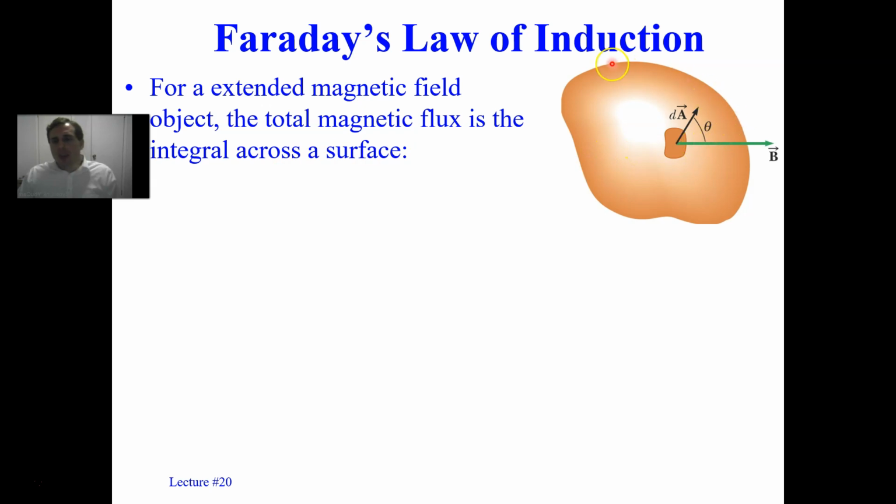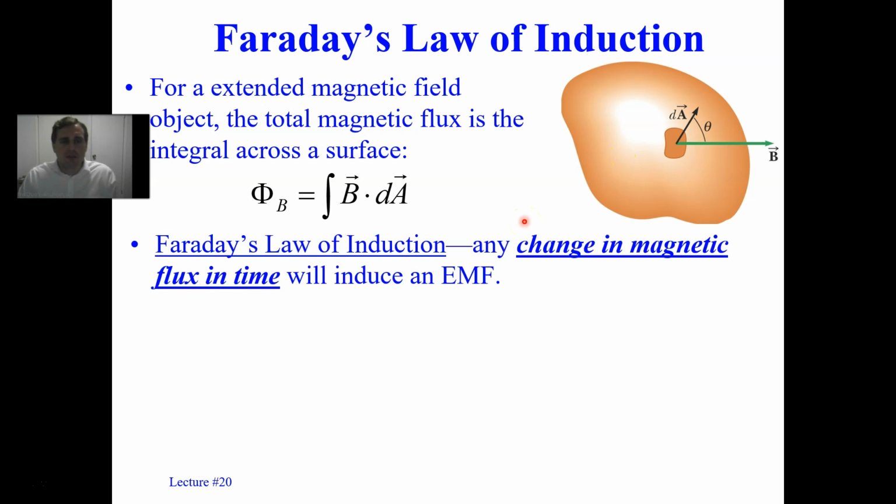Well, first of all, it's going to be the integral across this surface. So if you have some extended surface and there's a bunch of dA vectors, and the angle between them is theta or phi, between B vector and dA vector, you should just add them all up. So the total magnetic flux is the integral of B dot dA. Now, by the way, this integral is the area across a surface. So it might or might not be a closed surface, but you should integrate across the surface. This is really a surface integral.